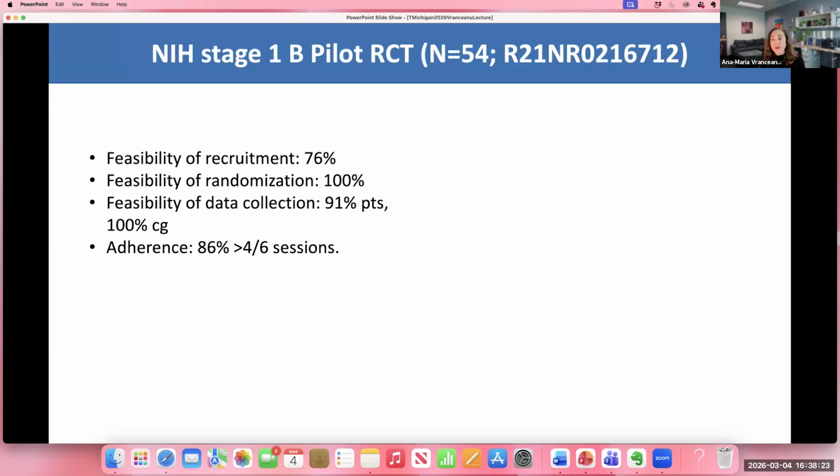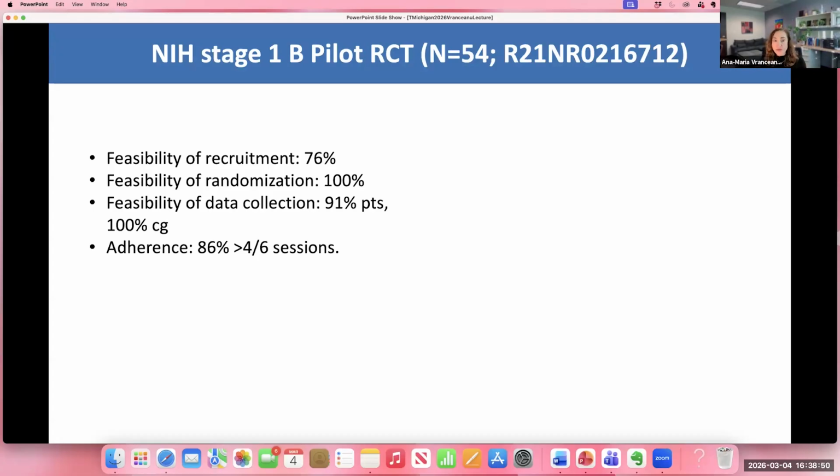So we got the nurses very involved, and nurses did warm handoffs to us. They actually introduced the study and introduced our team. That really boosted our feasibility of recruitment to 76%. I should also say that with this funding, we were able to do this work in all patients in the unit, regardless of their acute brain injury. So we moved away from just stroke.